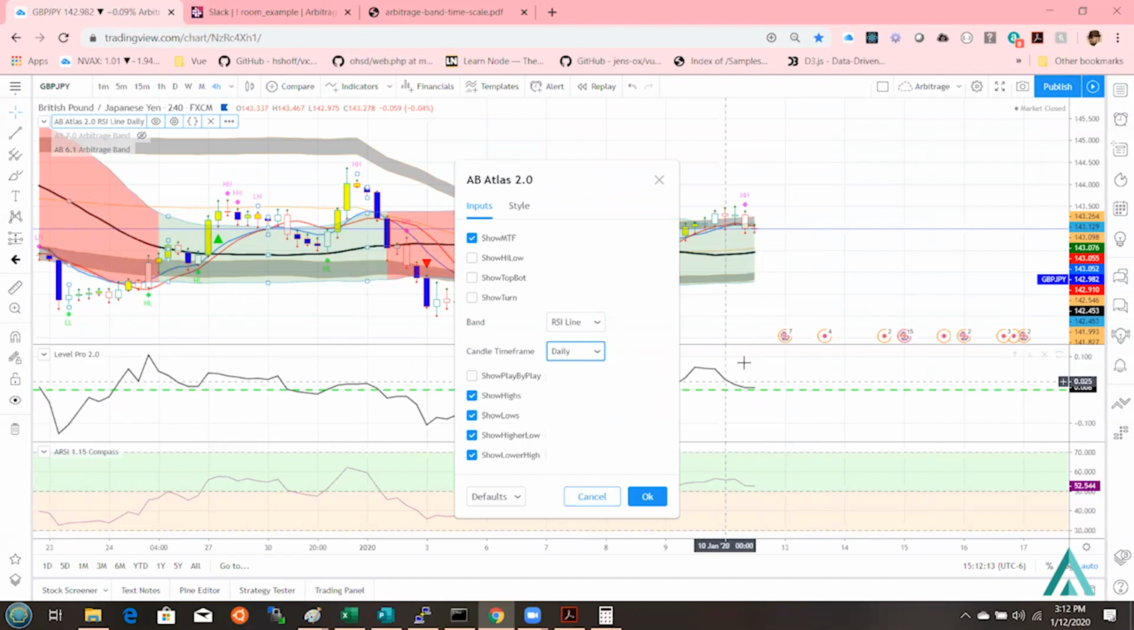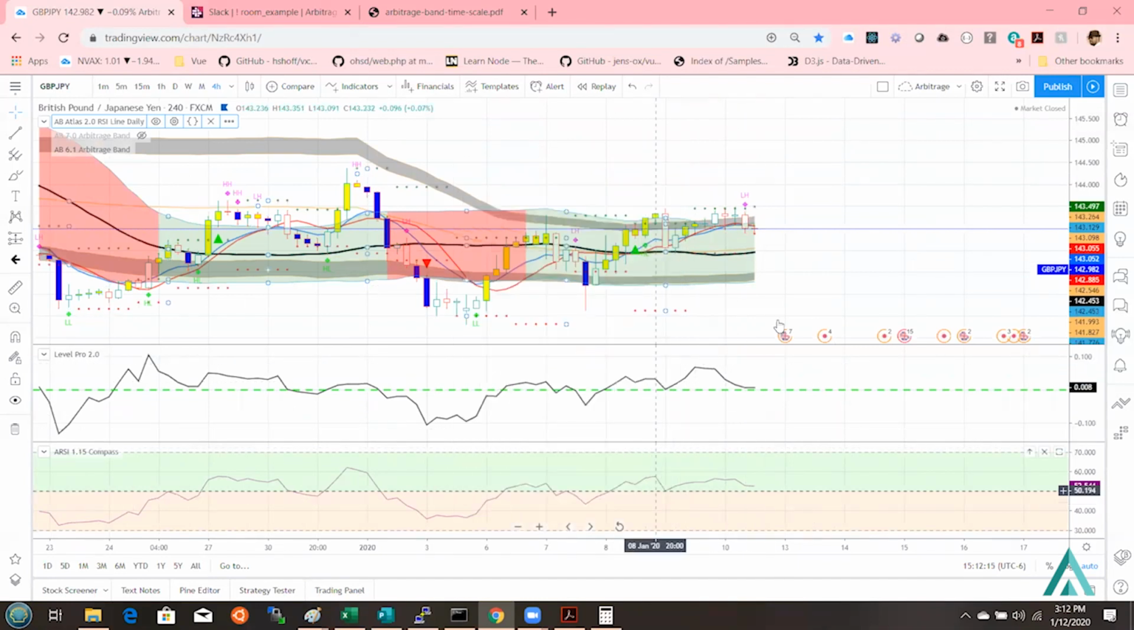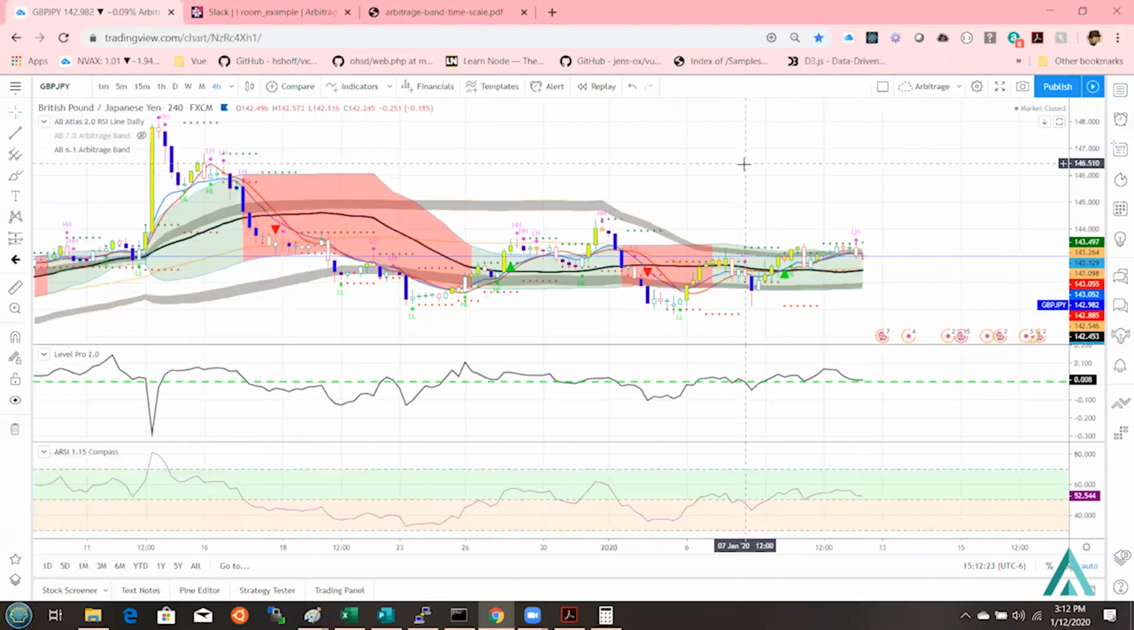Got you. Now, what do you suggest for the higher time frame, or when you're entering in on any time frame? What do you suggest that the candle time frame be on the Atlas there?